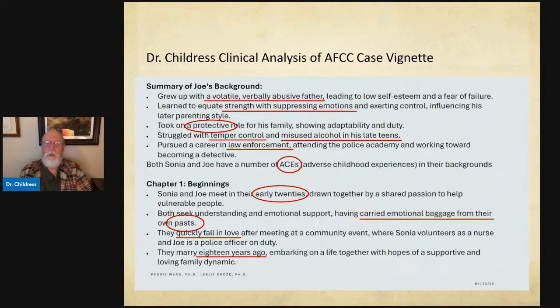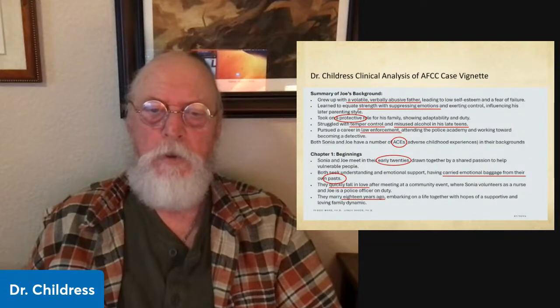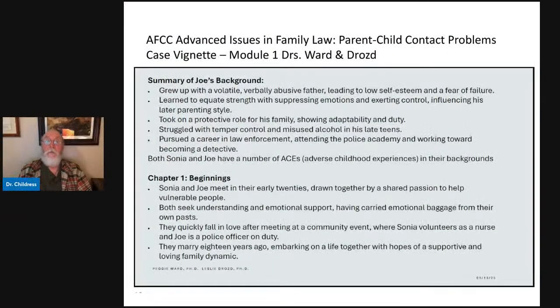And so they both have a number of ACEs. That's concerning. We want to look at what type of stress and childhood trauma they had. So let's go back and take a look at the beginnings of things. Sonia and Joe met in their early 20s, drawn together by a shared passion to help vulnerable people. There's a whole thing of helping, a police officer, a nurse. Mom's presenting as a desired, virtuous victim. Now, is dad also presenting that way? I don't know.